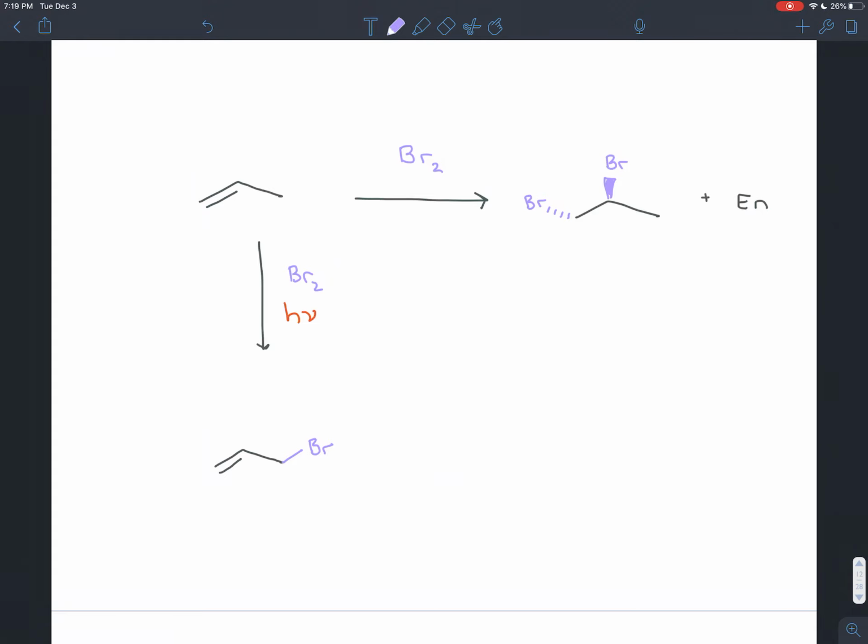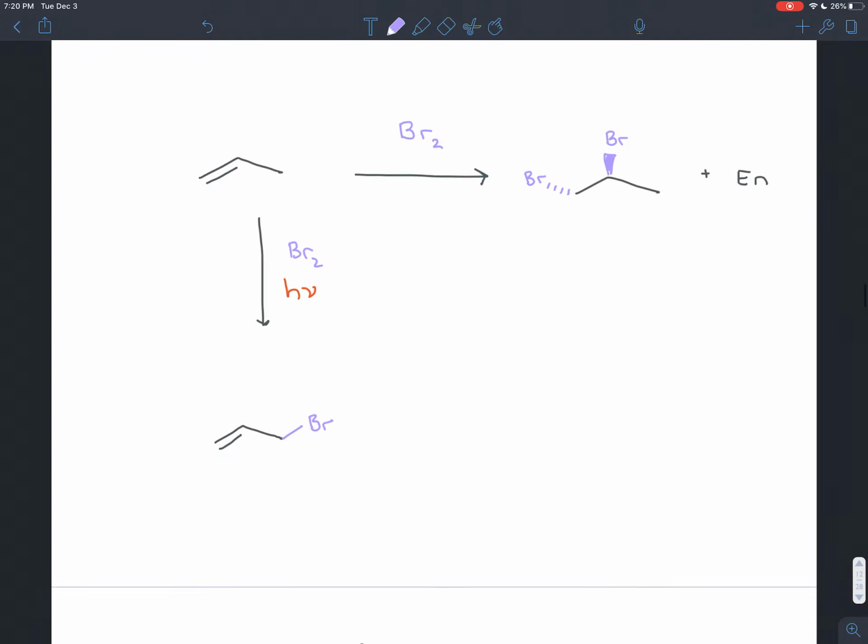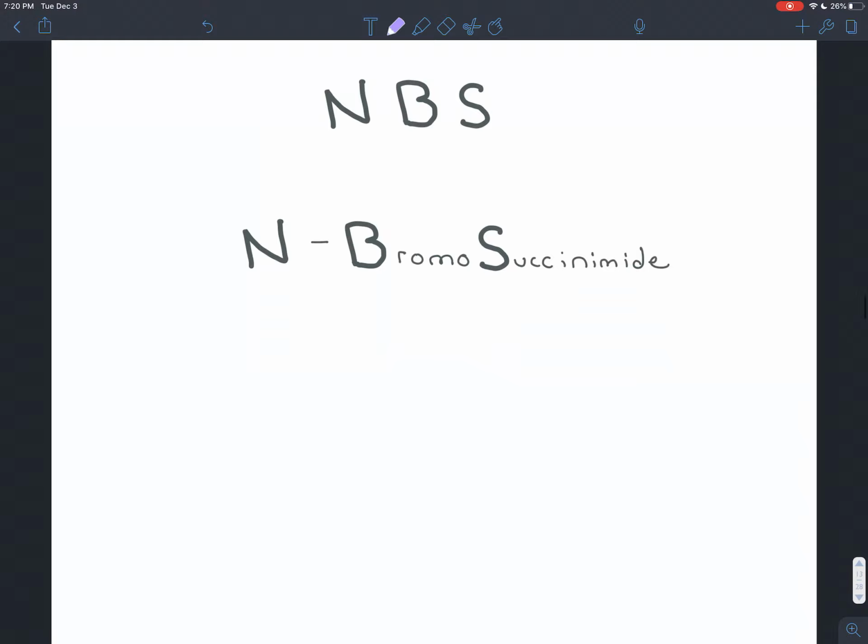So to overcome this mess, chemists have found a different source of bromine radicals. Instead of just bromine molecules, they use another molecule called NBS. And NBS stands for N-bromosuccinimide. The N and the B tell you about a crucial feature of the molecule. In the molecule, you will have nitrogen bonded to bromine. N-bromo, bromine on a nitrogen.